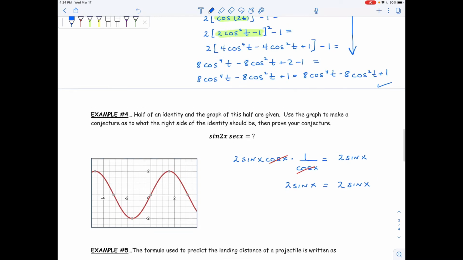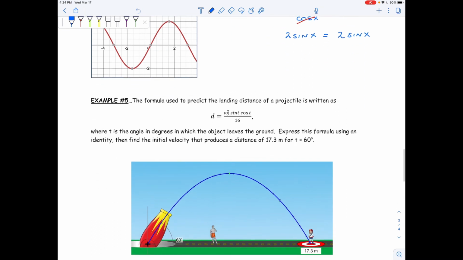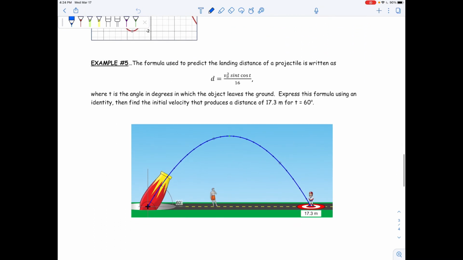Our last problem is a practical application. Example 5 gives us the formula used to predict the landing distance of a projectile. It's written as d equals v naught squared sine t cosine t divided by 16. The t is the angle in degrees in which the object leaves the ground. The d is going to be that horizontal distance from the initial point to the landing point.